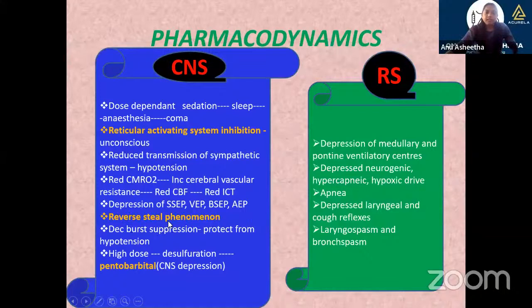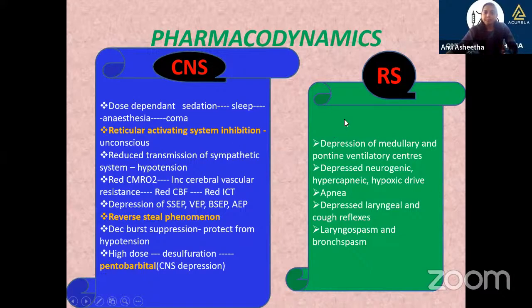So this produces burst suppression. Burst suppression means an increase in the delta waves. Delta waves are responsible for the deep sleep and the anesthesia state. Then in high doses, it undergoes desulfuration and acts as pentobarbital. So it is used in CNS depression. Hence it finds its place as an anticonvulsant.